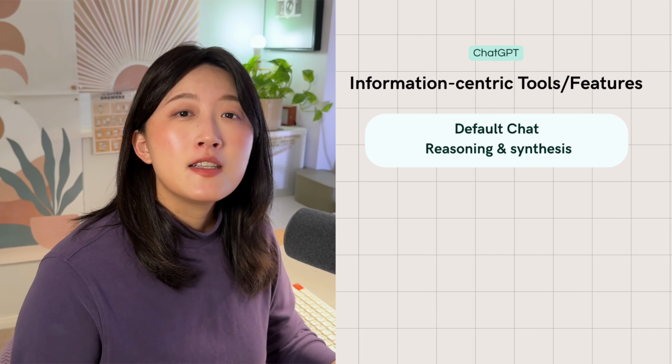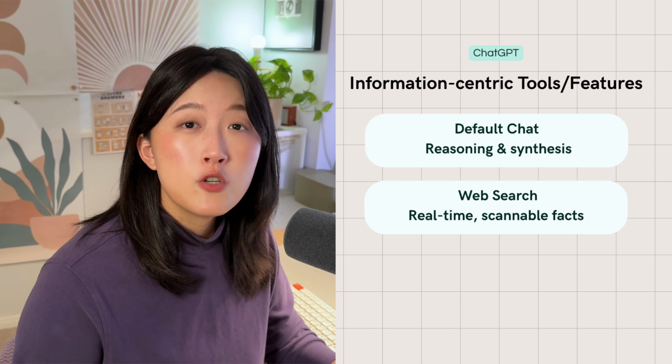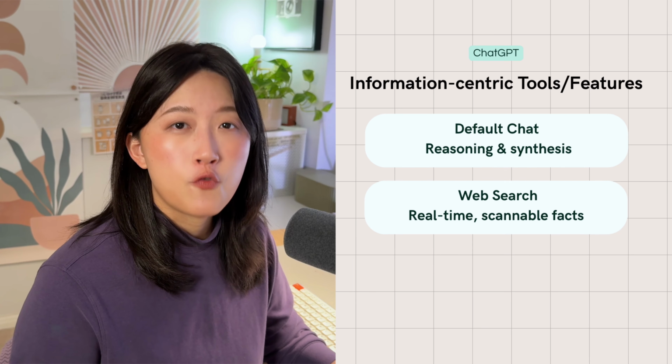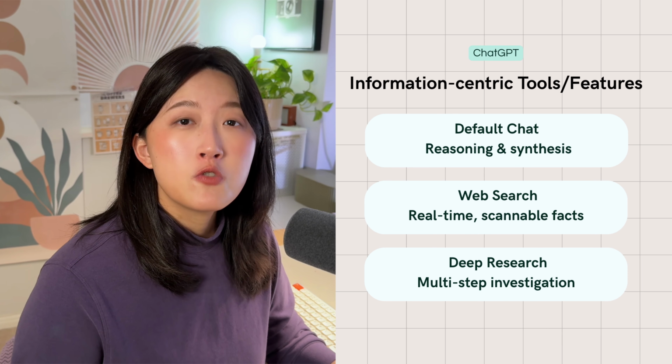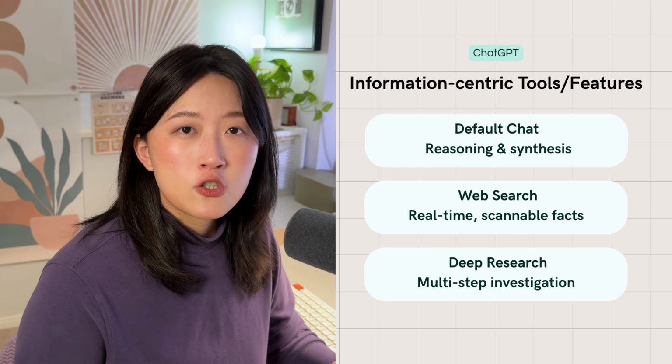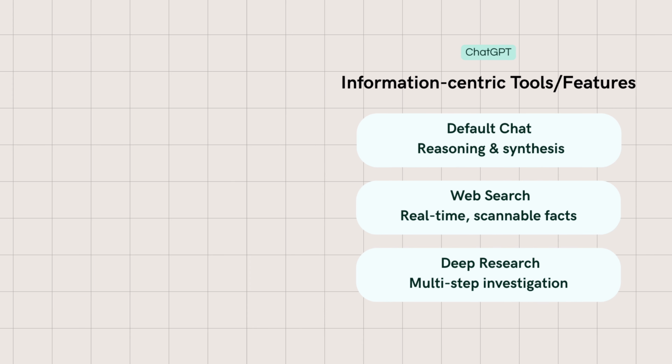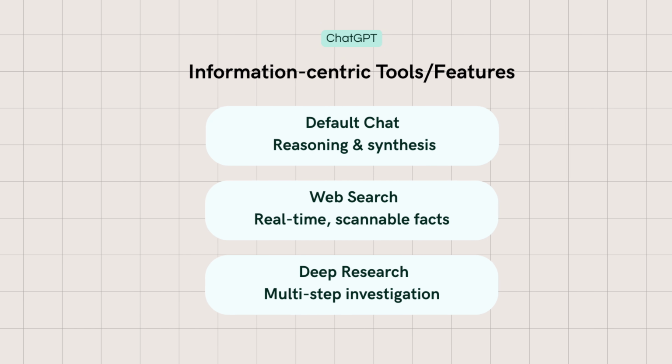Now let's look at the more well-developed tools, web search and deep research. Both are information-centric, and while default chat can sometimes feel like it gives you similar insights, these two tools play very different roles. Each one has a specific job. Default chat gives you reasoning, structure, and synthesis. Web search brings in real-time facts in a quick, scannable format. Deep research runs multi-step investigations with structured outputs.